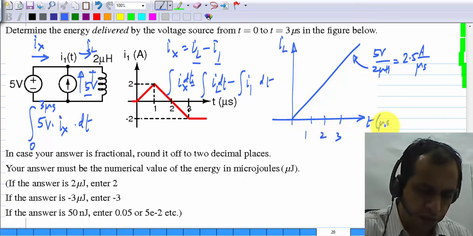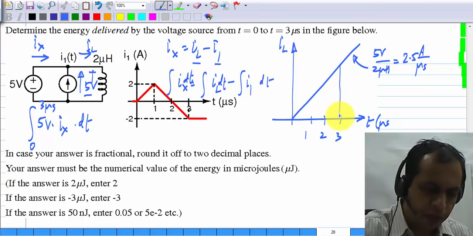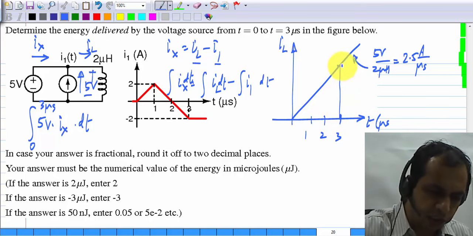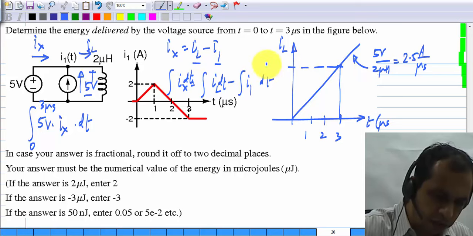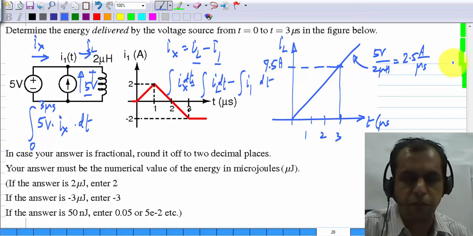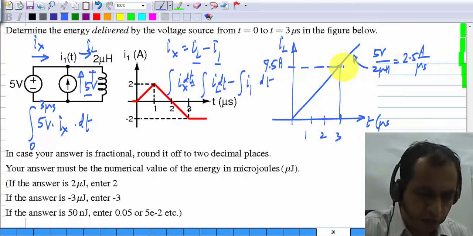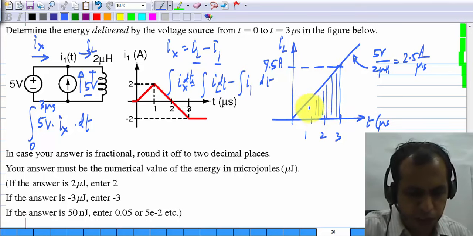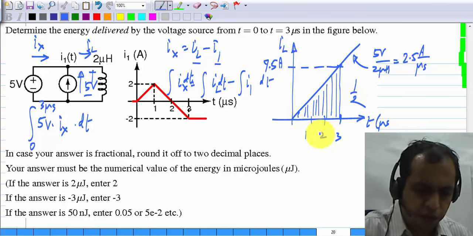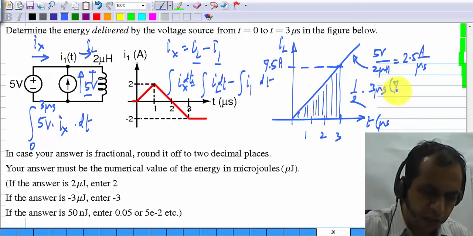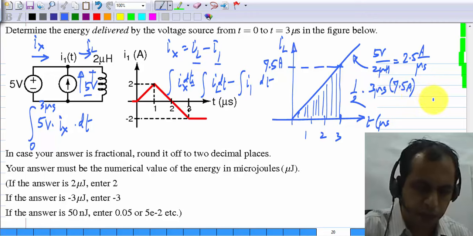This is in microseconds. At 3 microseconds, it would have reached 7.5 amperes. And the integral of IL over this period, which is this area, is given by half times base of 3 microseconds times height of 7.5 amperes.